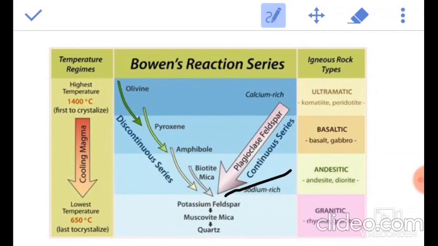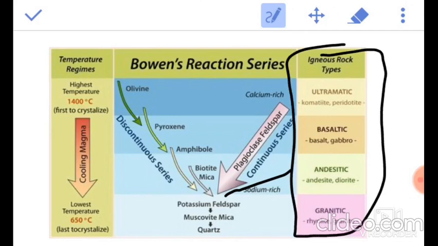This is how Bowen's reaction series looks. But let us not get into the details. Rather, let us restrict ourselves to this part. As we discussed before, ultramafic consists of olivine rock and peridot rock, magmatic differentiation of which leads to the formation of basaltic rock, which is oceanic crust.